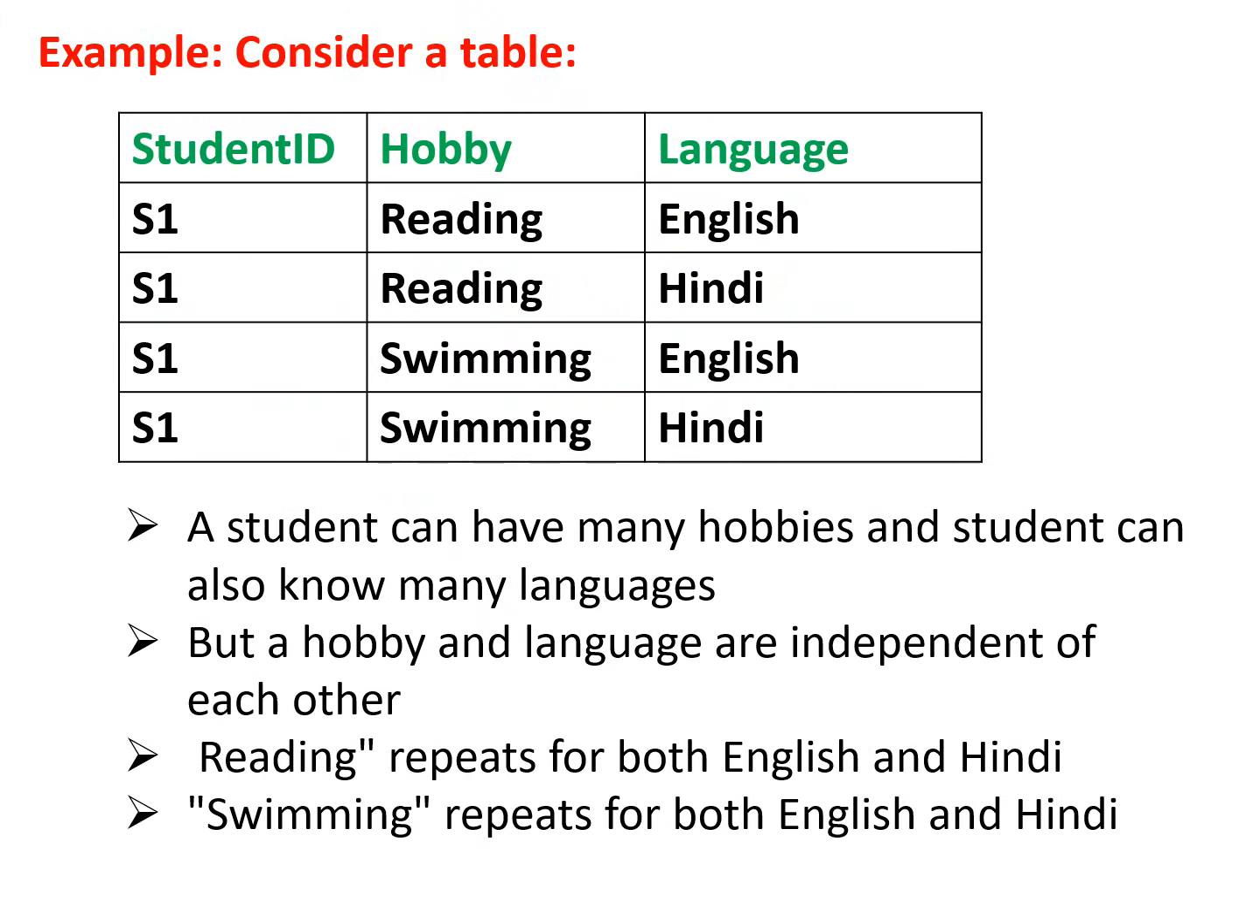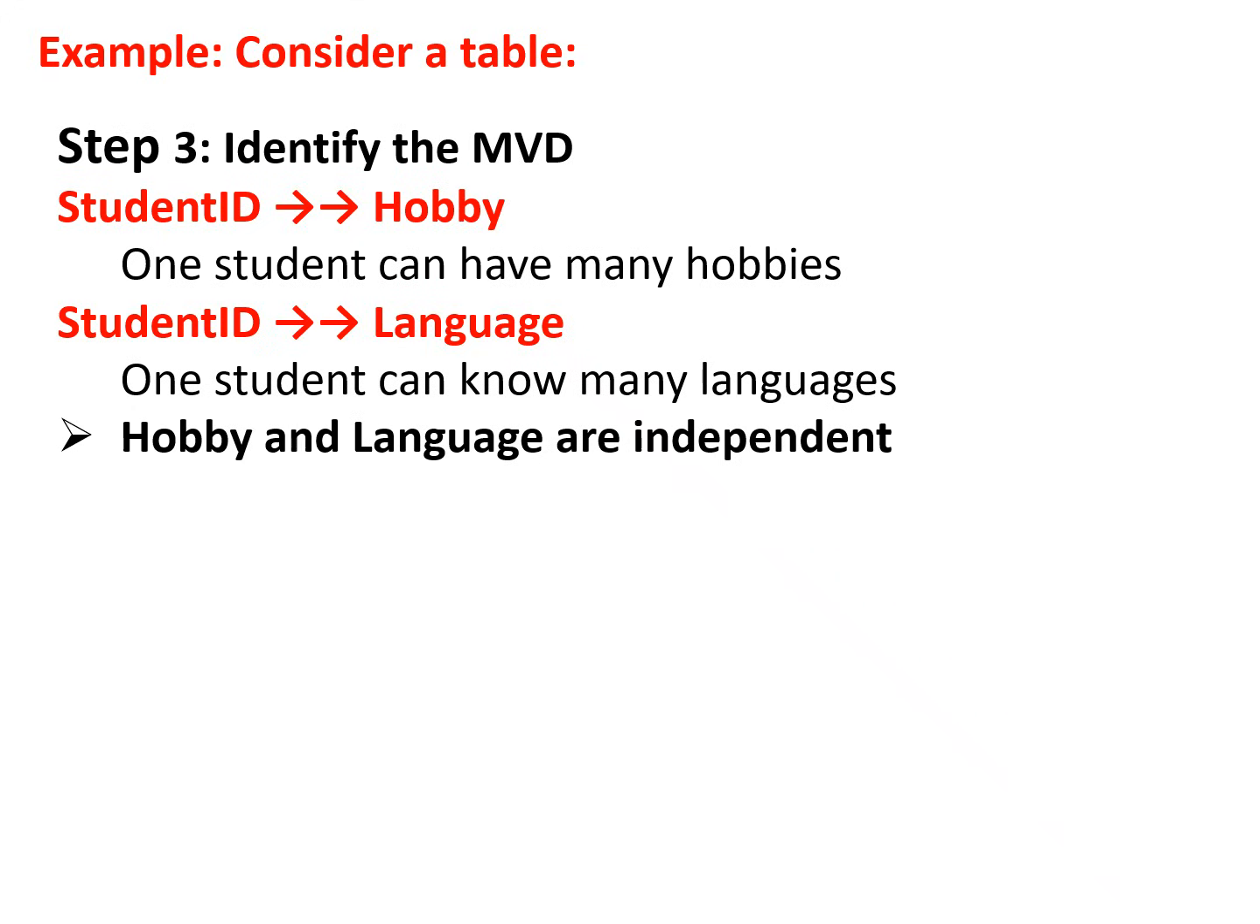So consider this table: student ID, hobby, and language. A student can have many hobbies and can also know many languages, but hobby and language are independent of each other. So reading repeats for both English and Hindi, swimming repeats for both English and Hindi. So that is how we identify the multi-value dependency.